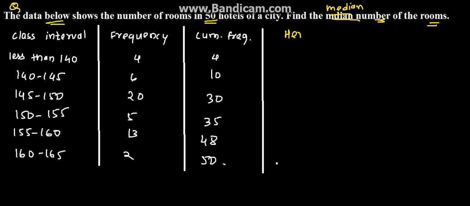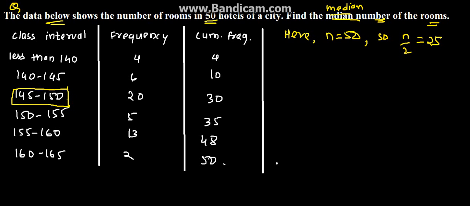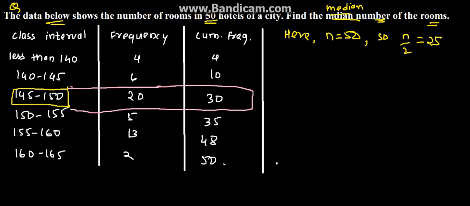So here we have been given n is equal to 50 because the number of hotels is 50. Therefore n by 2 will be 25, and we can see that 25 lies in the class interval 145 to 150. This is the class interval, so we will consider this class as the median class.